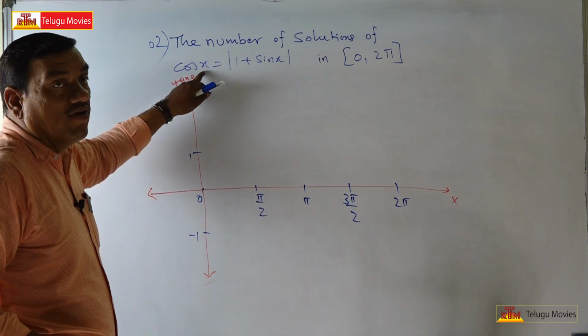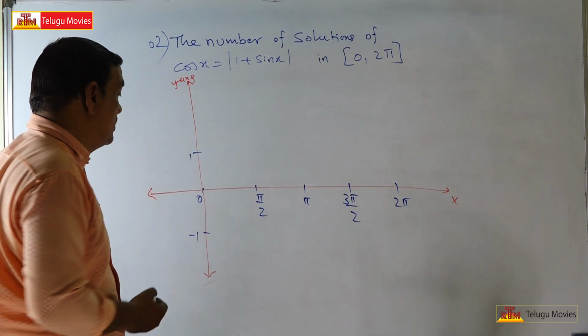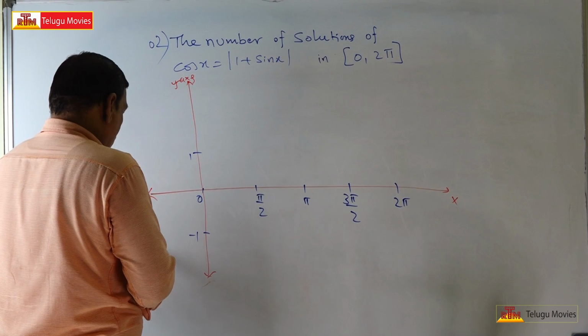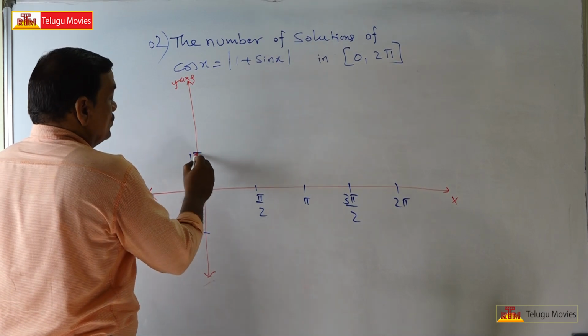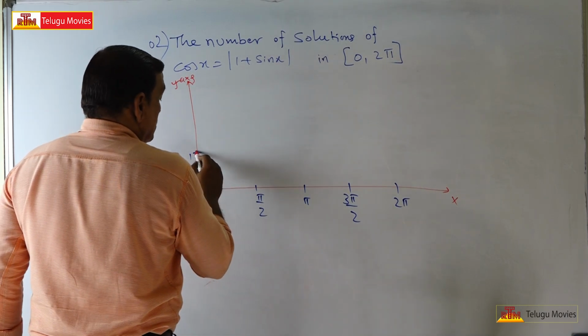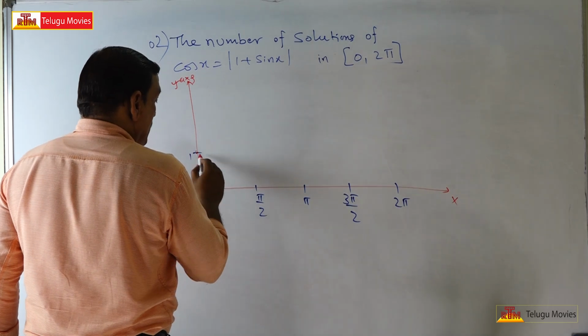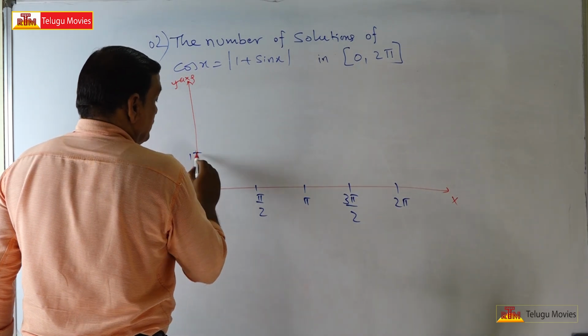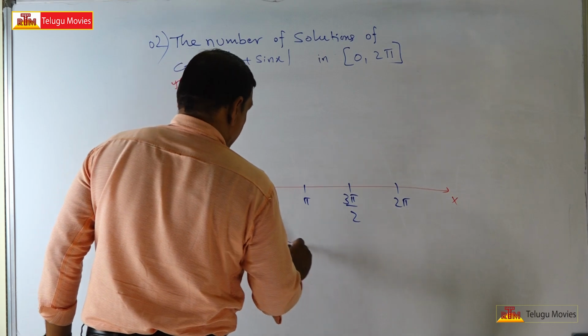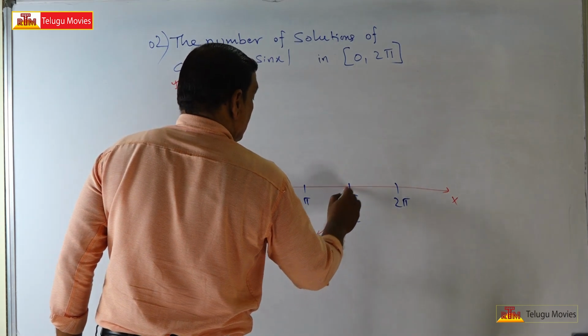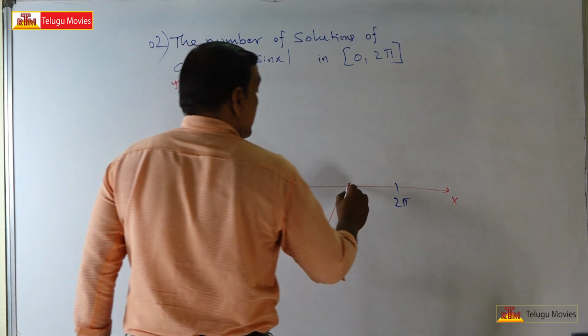First I will draw the graph of y is equal to cos x. You know the graph of y is equal to cos x: cos 0 is 1, cos pi by 2 is 0, cos pi is -1, cos 3 pi by 2 is 0, and again cos 2 pi is 1.